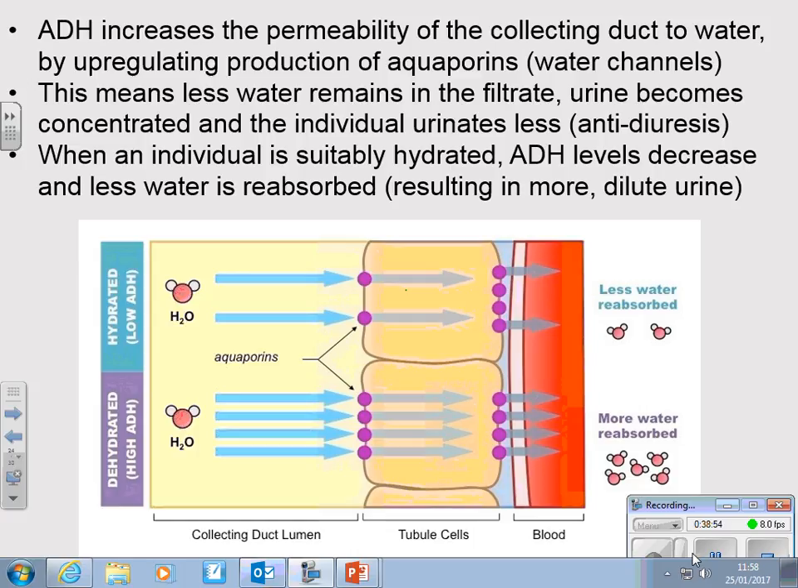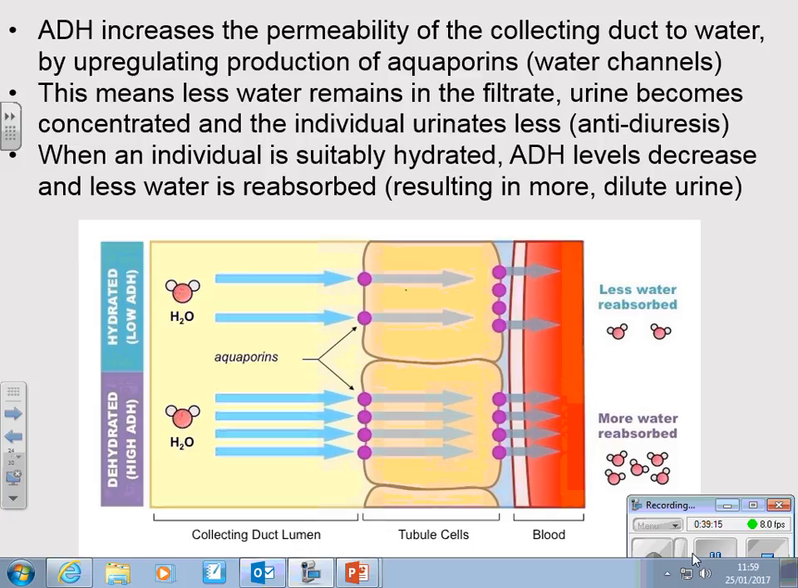ADH is not affecting the loop of Henle. All right, now, your immediate thought would be, well, if we're talking about changing the water absorption, then the loop of Henle is where that all happens. But that's a fixed system. This countercurrent multiplier, you can't change that with a hormone. All right, it's just about the concentration of the fluid coming through.